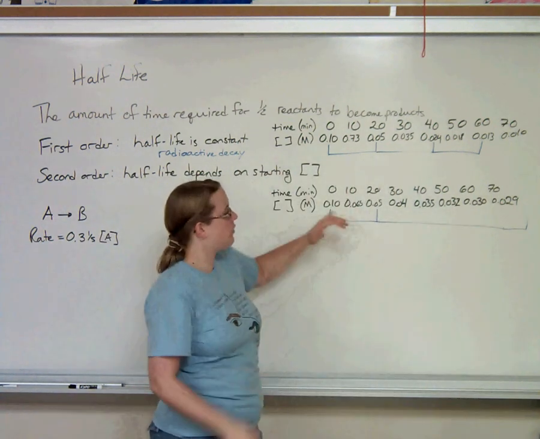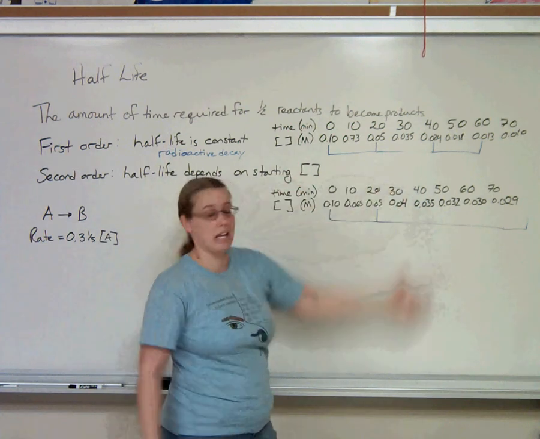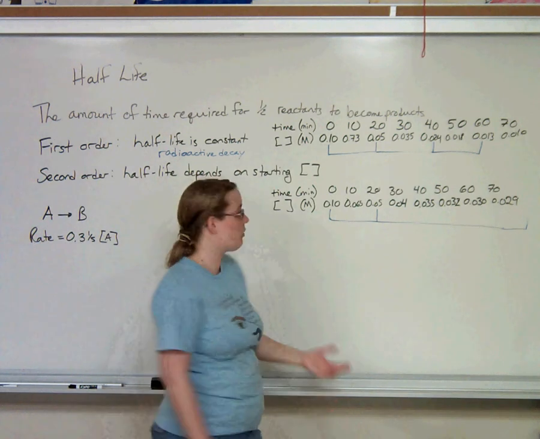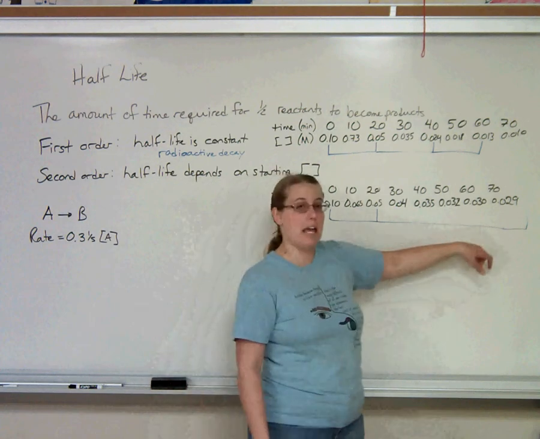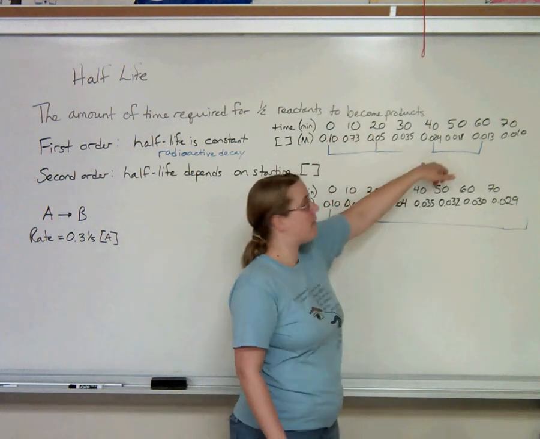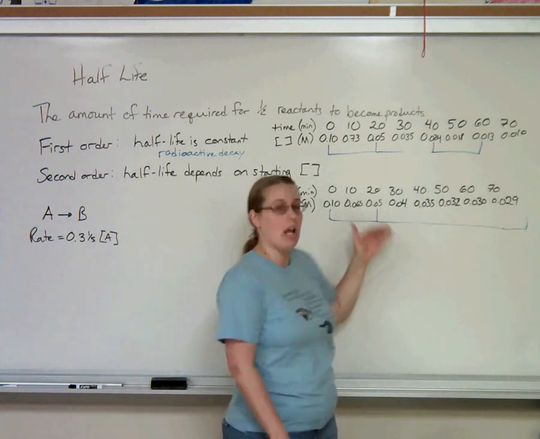So if you are trying to figure out, looking at tables like this on a test, whether you're looking at a first-order reaction or a second-order reaction, find half, and then find half again, and if it's the same amount of time between those halves, then you've got a first-order reaction. If it's not the same amount of time, it's longer or shorter, then you have a second-order reaction.